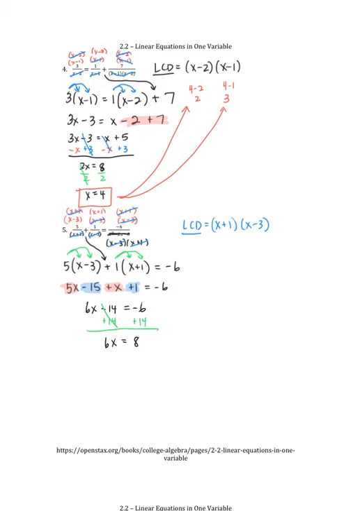All right, now the last step is to divide both sides by whatever is in front of x. So we're going to divide by 6. That's going to give us x equals 8 over 6. Now, here's a fraction. We want to make sure that we reduce. So we can divide by 2, we get 4 over 3. So x equals 4/3.